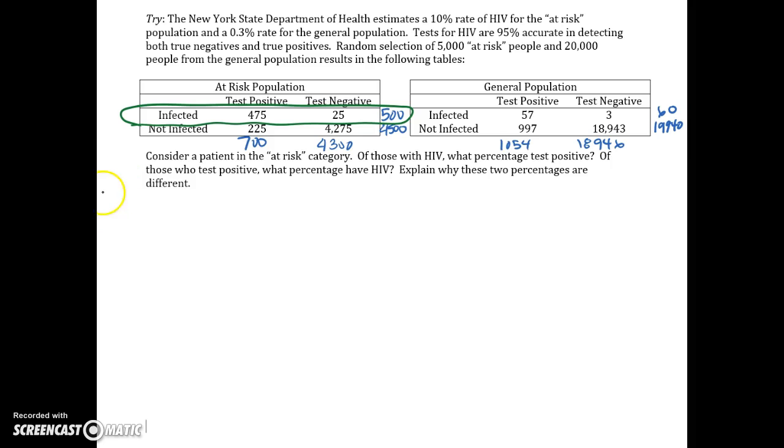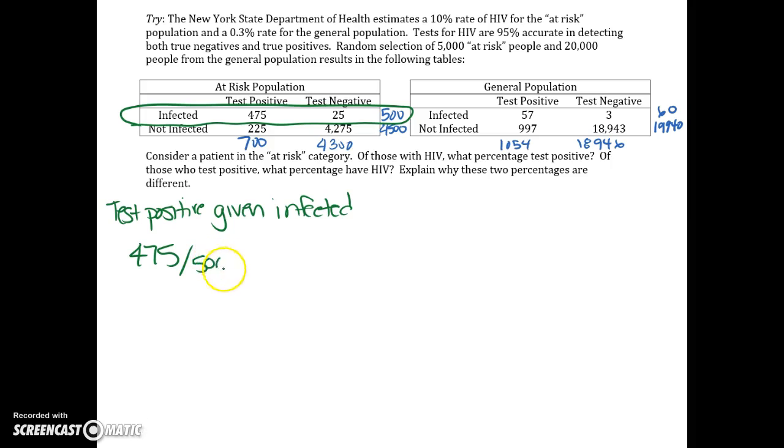We end up getting test positive given infected. Since the given information is that they're infected, that's why I circled that row. This is equal to 475 out of 500. And that ends up giving us our solution of 0.95, or 95%.